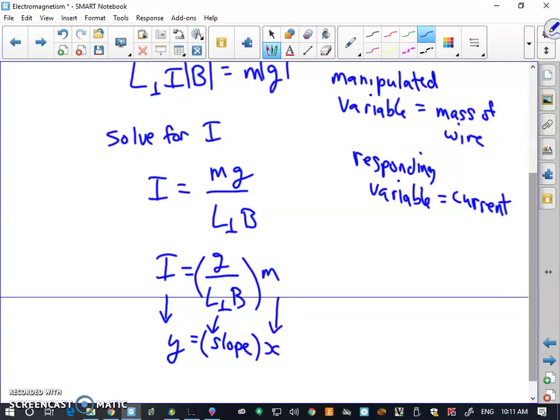And so when you do your graph, it'll look like this. Mass will be along here, my manipulated variable. The current is the responding variable, and it should be a straight line relationship. Okay? Similar to that.